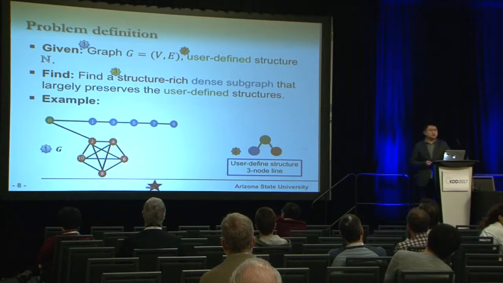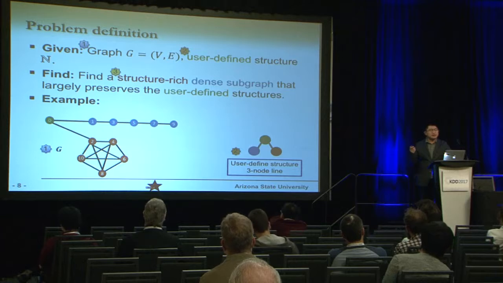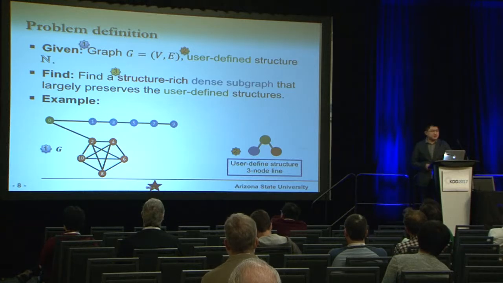So here is our studied problem generally. Suppose we are given the graph G and a user-defined structure N, which could be anything like a triangle, loop, star-shaped structure, or maybe a clique. Our target is to find a structure-rich dense subgraph that largely preserves the user-defined structure.